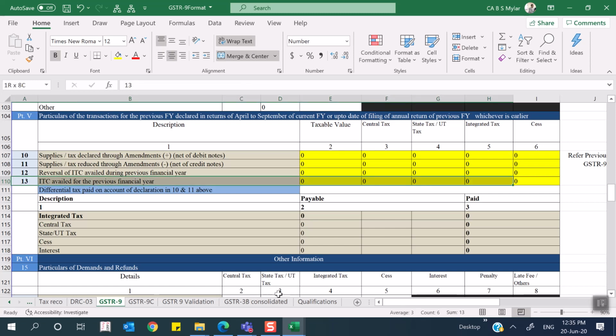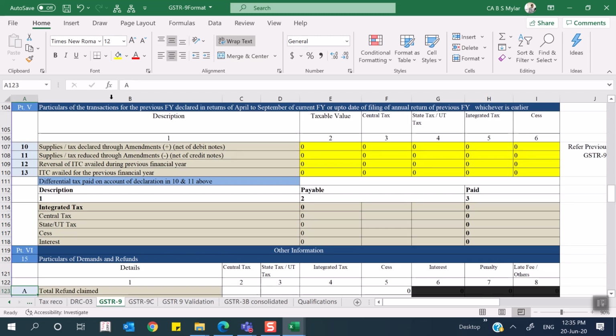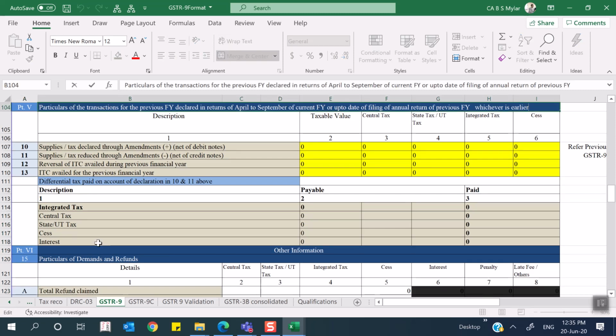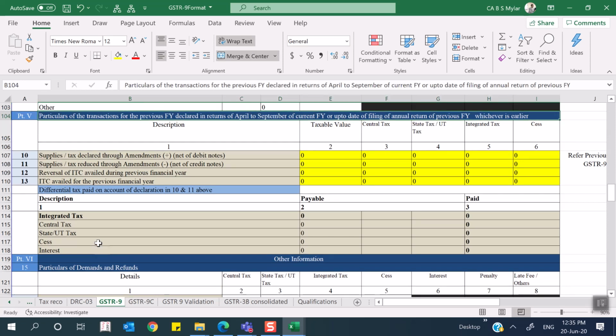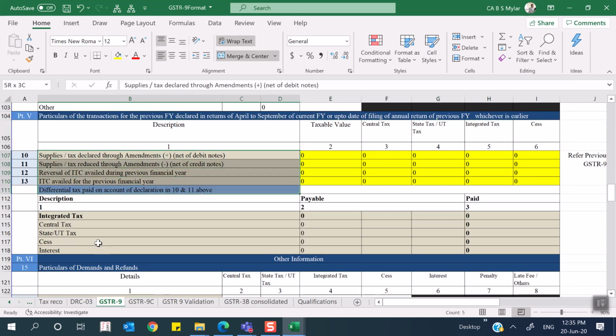In 1718 audit, previous financial year means, sir? Okay, here previous financial year means 1718 only.